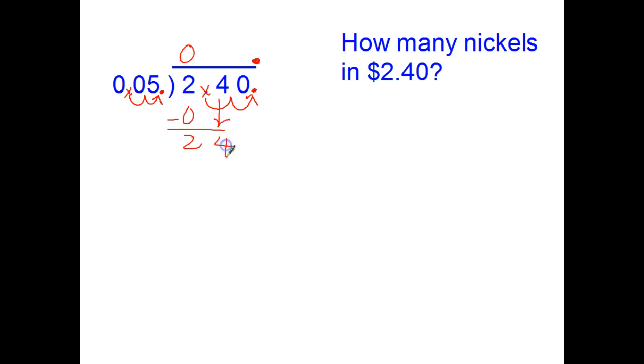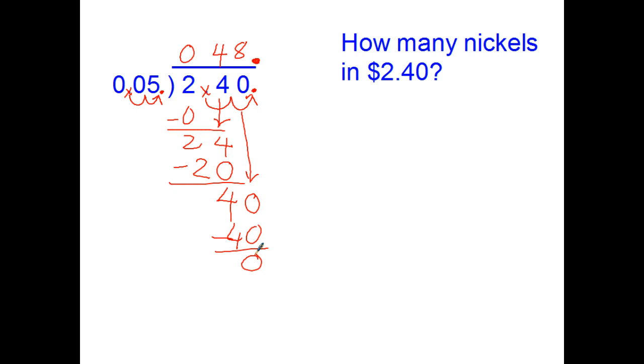How many 5s in 24? 4. 4 times 5 is 20. When I subtract, I get 4. Bring down my 0. How many 5s in 40? 8 of them. 8 times 5 is 40. Nothing left, nothing to add, nothing to bring down. So how many nickels in $2.40? 48 of them.